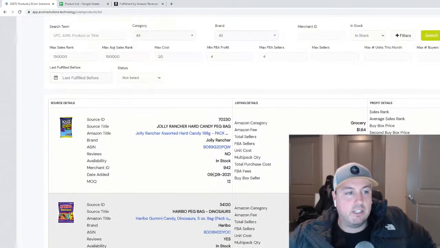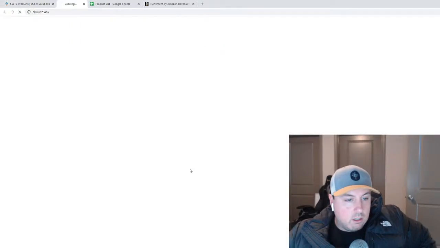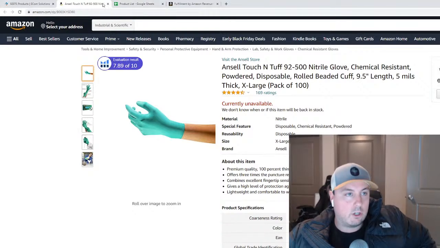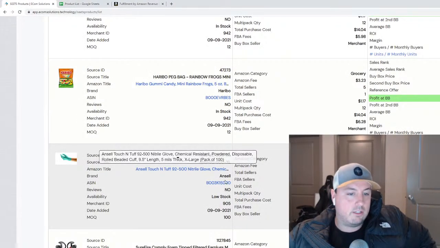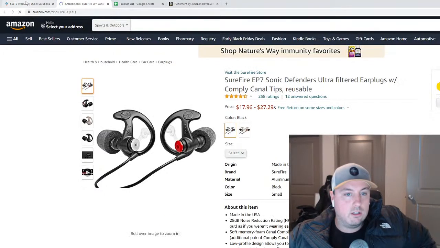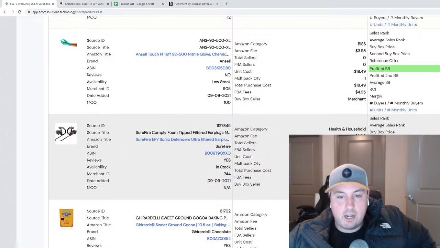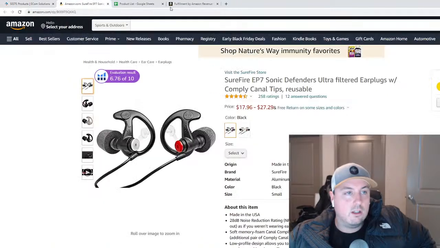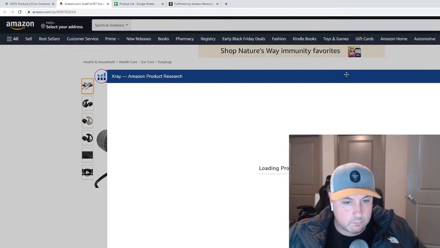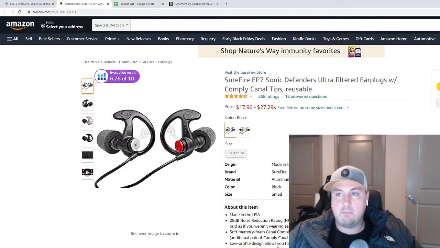I'm skipping the food items. These are probably all decent items to look at, but I was just trying to find some non-food stuff. Currently unavailable. So that's interesting. Okay, so there's low stock availability. Might be why. The sales rank, health and household. That's weird. It's in health and household. Curious to see how many this listing gets. All right, 587 sales. Not bad.